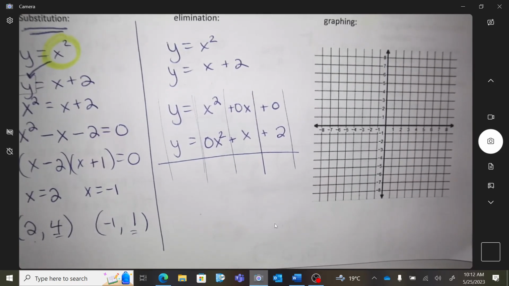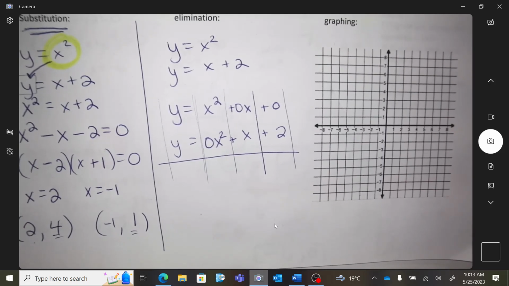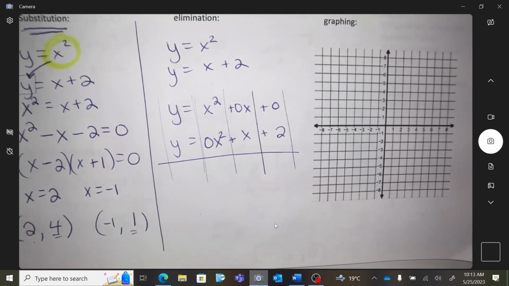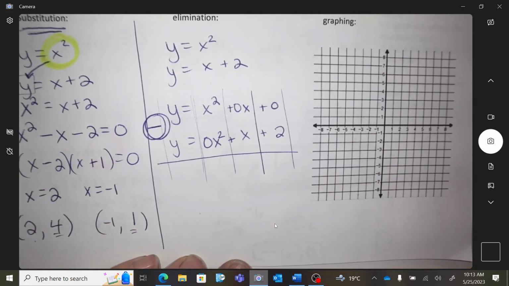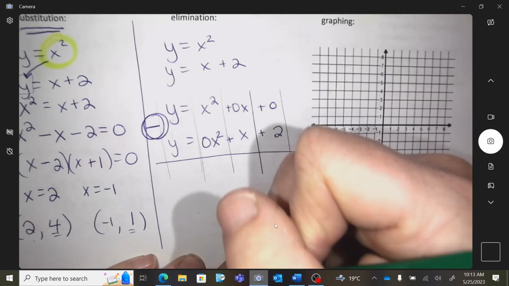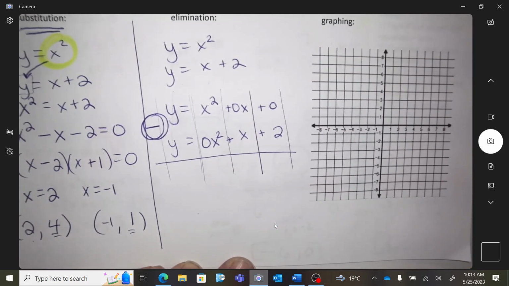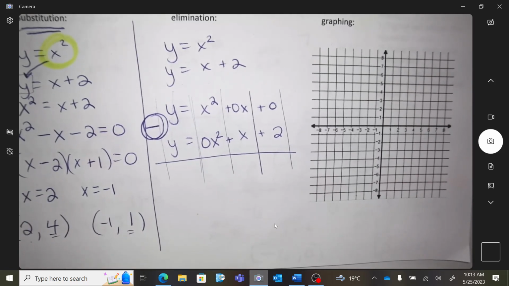Okay, what is the easiest variable to get rid of? Can you get rid of anything? If we put these together, could you eliminate any letter? If you add or subtracted these lines together, would anything disappear? I heard somebody say subtract. What goes away if you subtract? The Y's are gone, which is what we want. We want something to disappear. Elimination is getting rid of one of the letters.